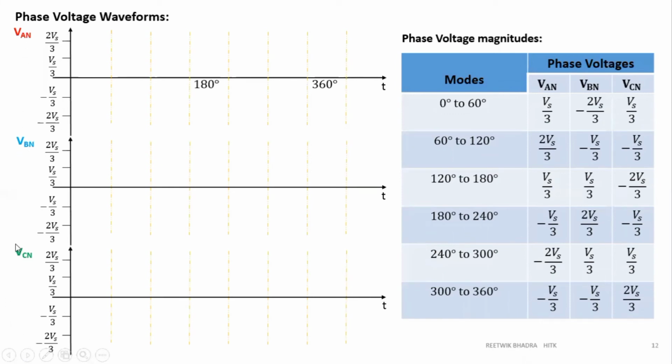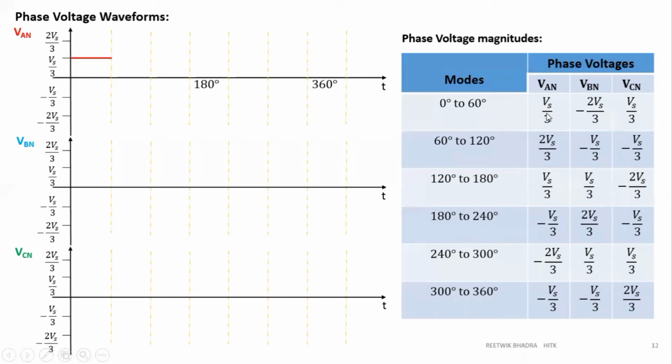And VAN, VBN, VCN are plotted. VAN is represented by the red line, this is blue, this is green. So we'll plot our VAN first. This column states all the VAN values. Between 0 to 60, all this yellow line, 60 degree difference as we have done. So this is 60, 60, 60, 180, this is 60, 60, 60, another 180, so 360 degrees. So what is the first value? Vs by 3. Check all my plottings. Vs by 3. If you can't understand, stop me.